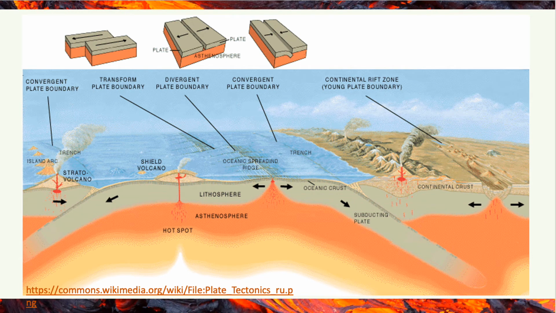So when we're talking about these different types of margin, hopefully you're all familiar with this kind of image. There's several different bits of terminology that are used. So spreading ridges or mid-ocean ridges tend to be referred to as divergent plate boundaries, and subduction zones we talk about as convergent plate boundaries.